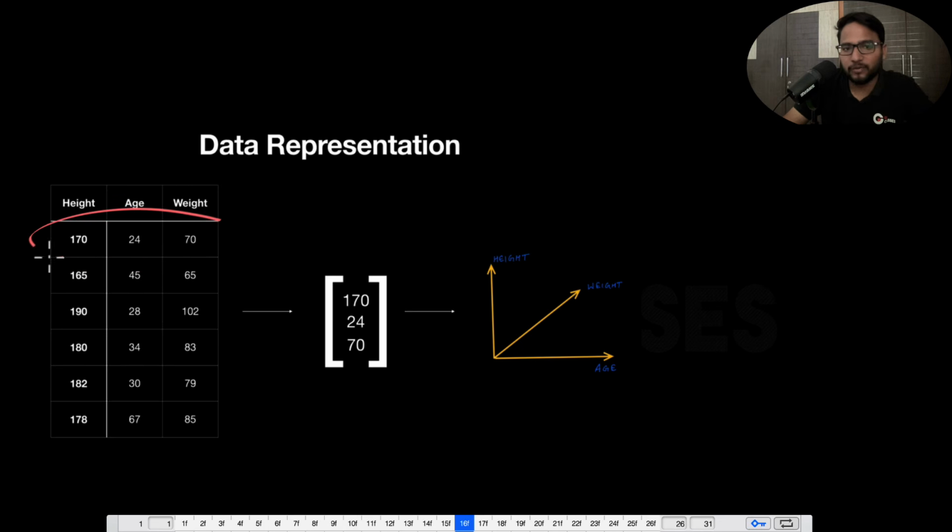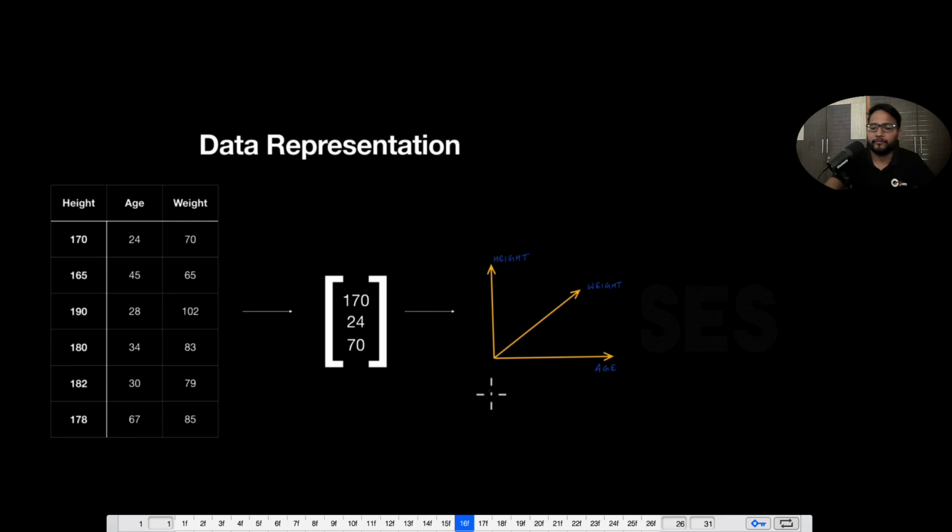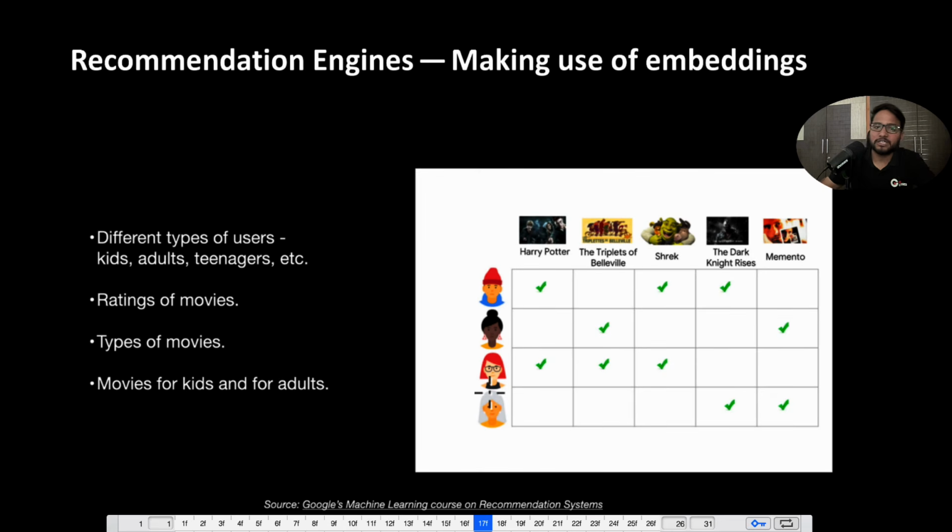So let's suppose this is one vector, which is height, age, and weight, telling you 3 dimensions. Let's not worry about the meaning of this right now. Let's first understand the linear algebra, because all of this is just motivation for linear algebra, which is used in machine learning, right? So just one more motivation that I can give you, if you want, which is recommendation engines.